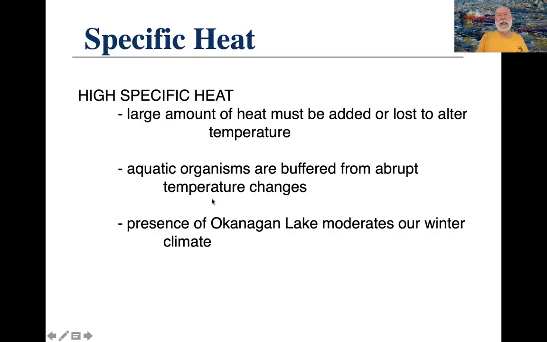And Okanagan Lake is a pretty large body of water. And so Okanagan Lake only very slowly increases in temperature in summer, and it only very slowly gives up heat in winter and cools down. And so the presence of Okanagan Lake here in the Okanagan moderates our climate. It would get even hotter here in the summers if we didn't have the lake. And similarly, it would get colder in winter. So the presence of that lake, that large mass of water, tends to moderate the extremes of our temperatures.